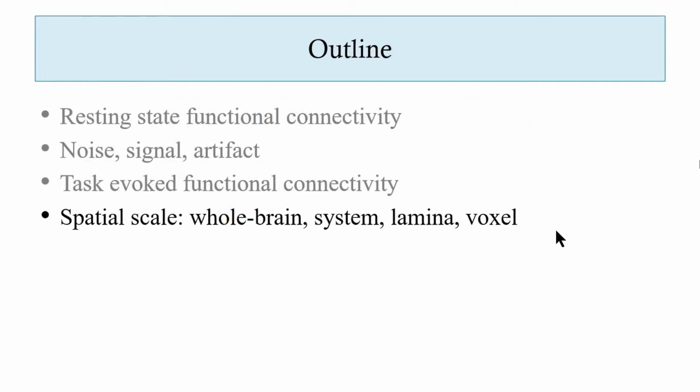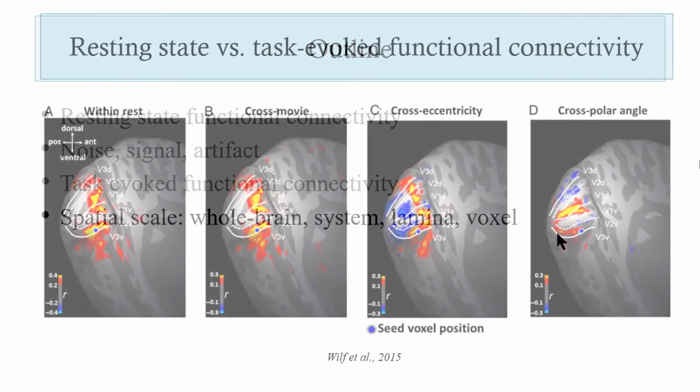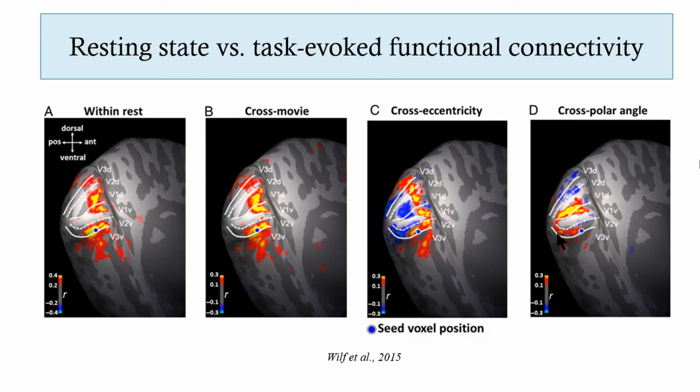Lastly, we often look at the whole brain scale, but that's not necessarily the only option. We can look at the system level, we can look at the laminar level, we can even look at the signals within a voxel. What do I mean by that? For example, if you look at only the visual cortex, in this case the resting state, and you pay attention to the fine-grained pattern in the resting state, you can see a very interesting pattern that people very often would not pay much attention to when they look at the whole brain scale.